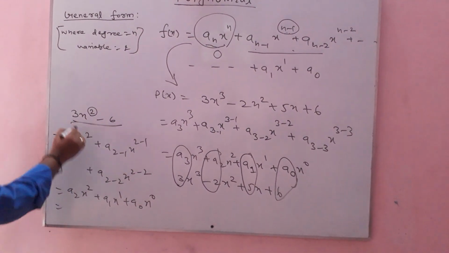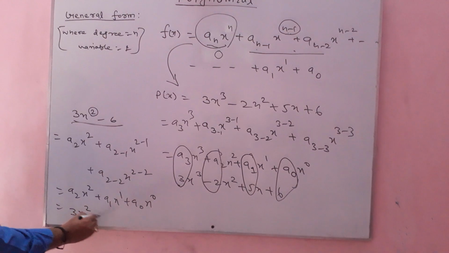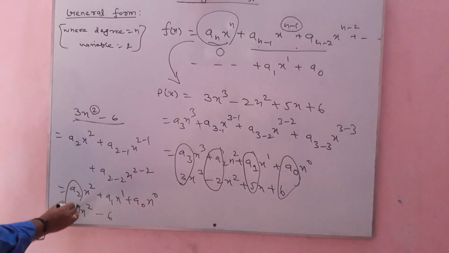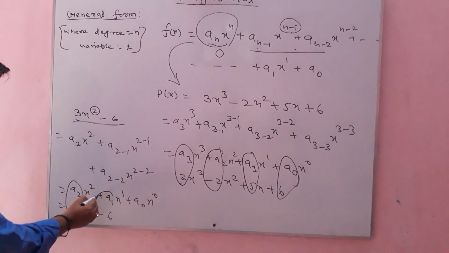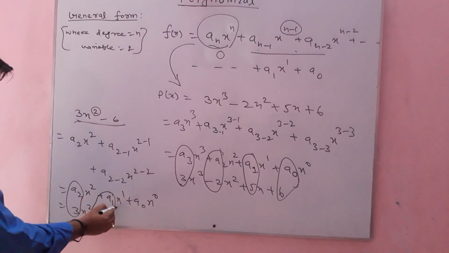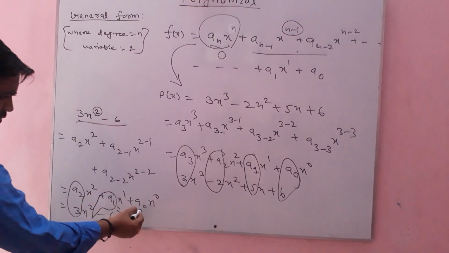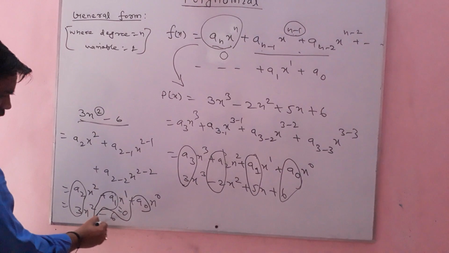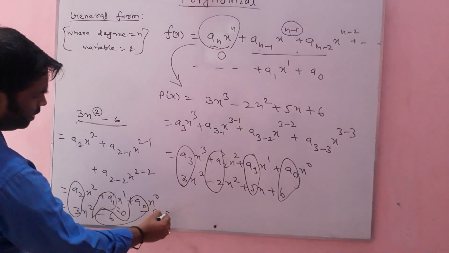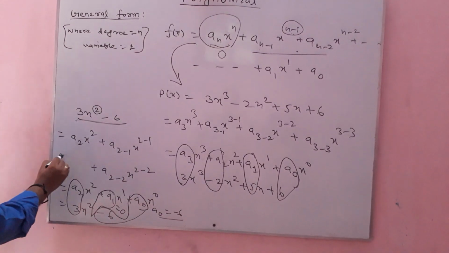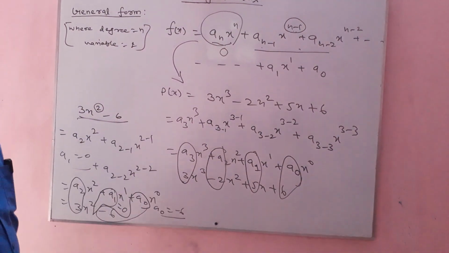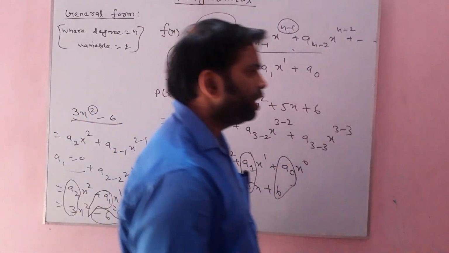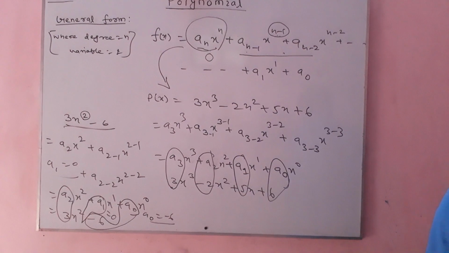So what is our expression? 3x^2 minus 6. What is the value of a_2? 3. What is the value of a_1? That is 0. And what is the value of a_0? That is the constant minus 6. a_0 is equal to minus 6 and a_1 is equal to 0. In this way we will find the values for such polynomials.